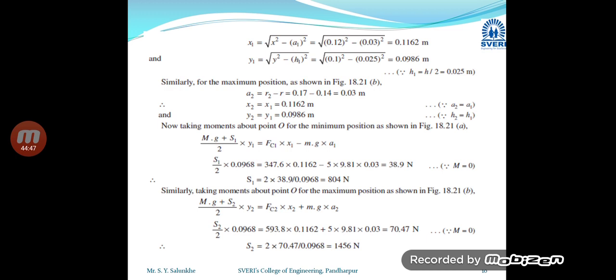Now from this what we have to calculate is the value of s1 by putting in the various parameters which we know, and the s1 value we are going to get as 804 Newton.